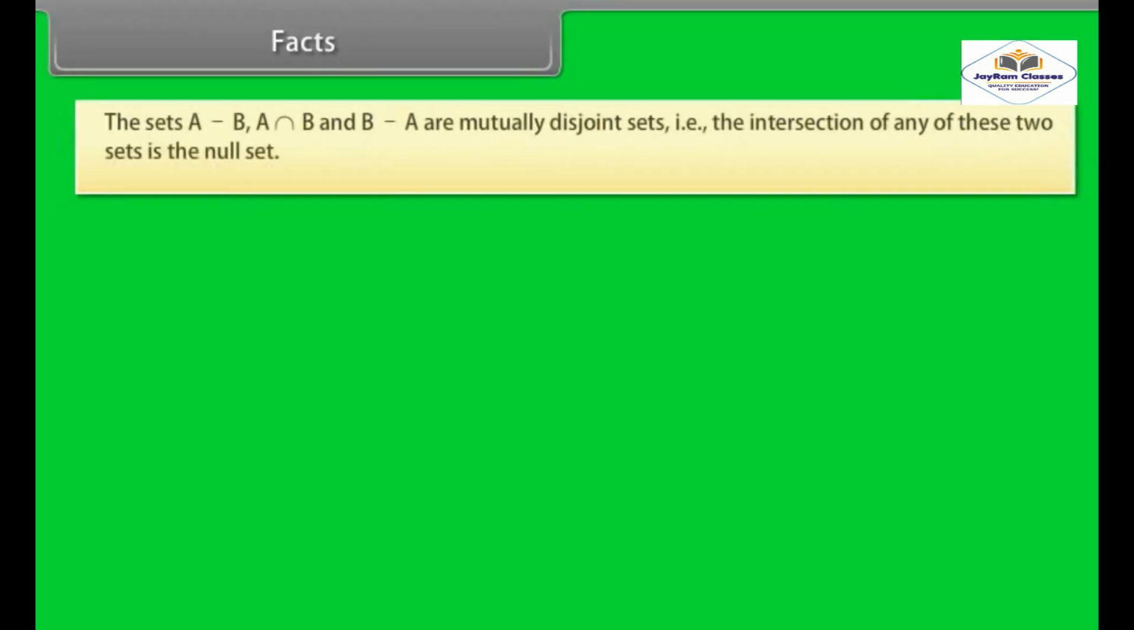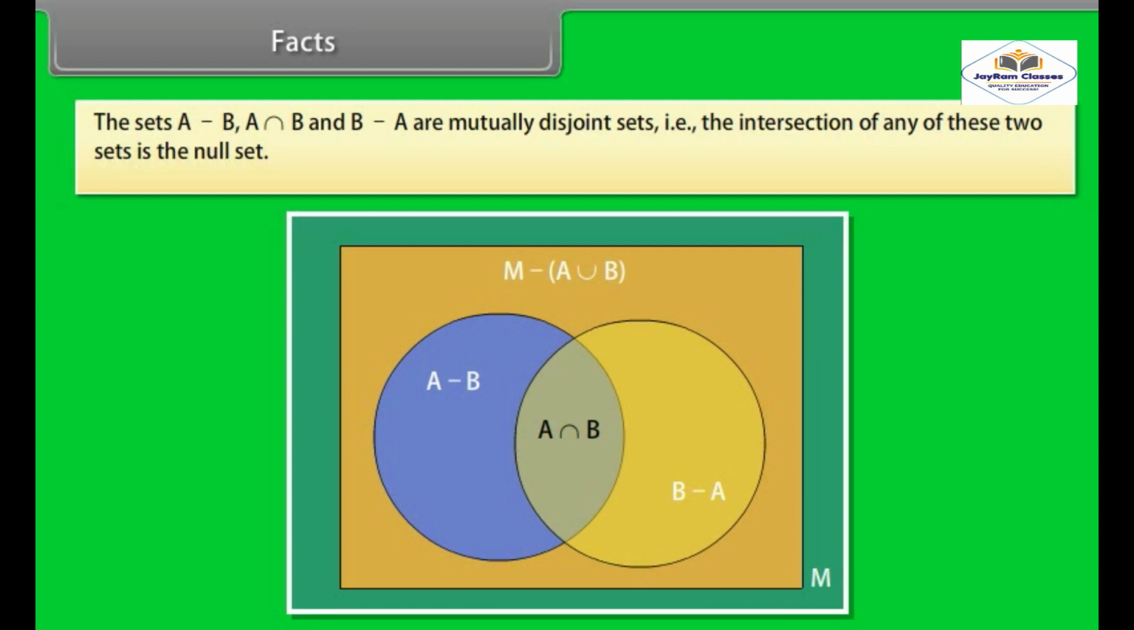Facts. The sets A minus B, A intersection B and B minus A are mutually disjoint sets. That is, the intersection of any of these two sets is the null set.